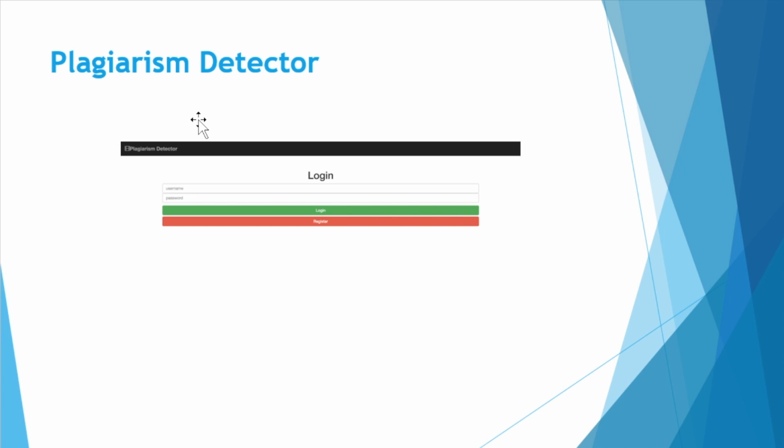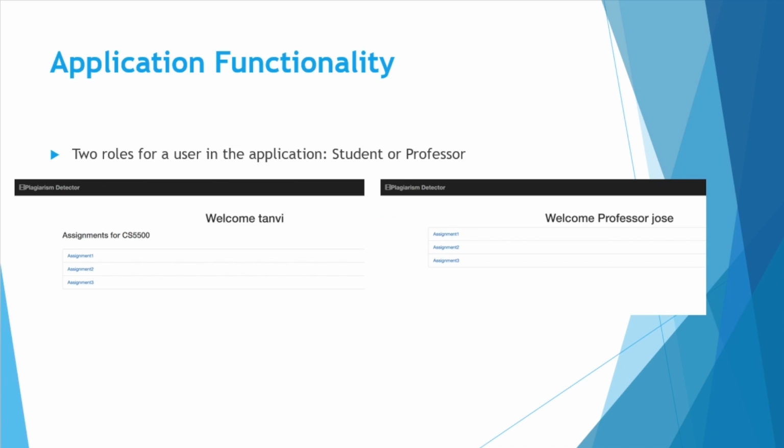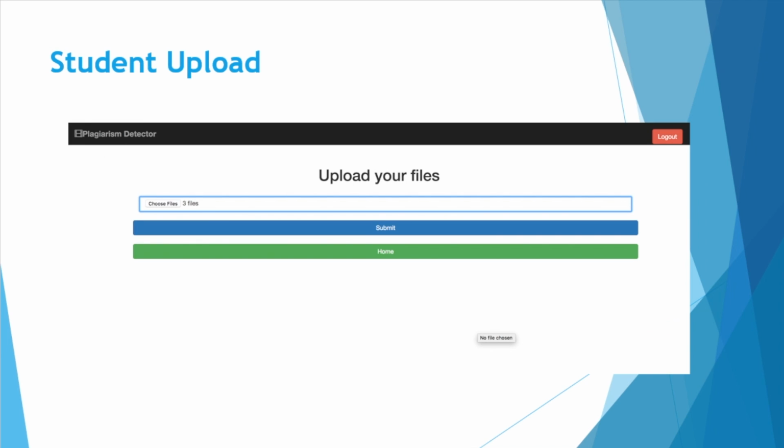Here is the main page of our application, an overview of the application functionality. There are two roles defined for users in our application: student and professor. A student can log in into his portal and upload files for an assignment. Currently, we're detecting plagiarism for Python files only. A student can also upload multiple files in a go as seen here.